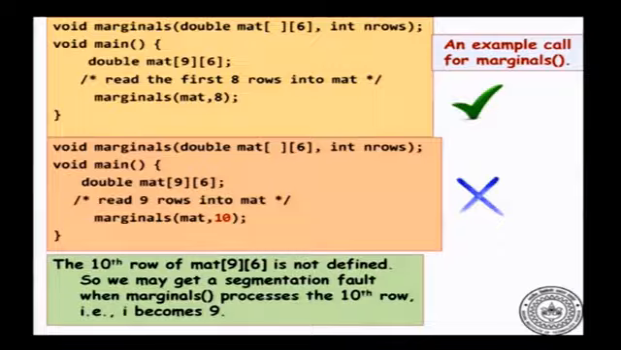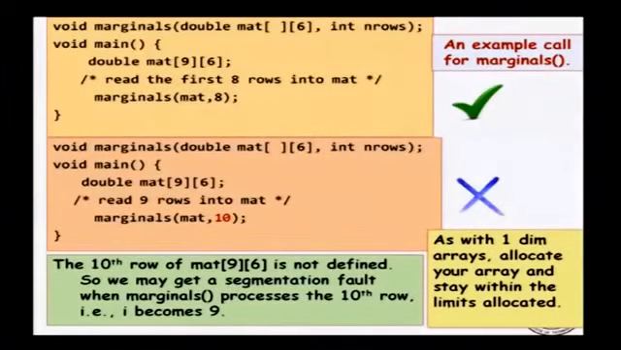So, note the difference between saying that marginals could work with arbitrary k cross 6 matrices. It is still true that if you pass junk values to the matrix, your code will crash. If your matrix is valid, then you can pass an arbitrary number of rows inside the matrix. Okay. So, the summary is that as with one dimensional arrays, you should allocate your array and stay within the limits allocated. Within those limits, the number of rows does not matter, but it does not mean that you can overshoot the limit and hope that your code will work. It may not, and it can crash.